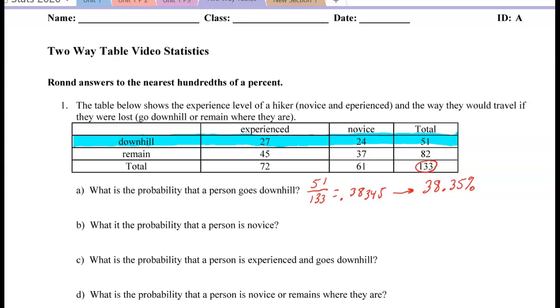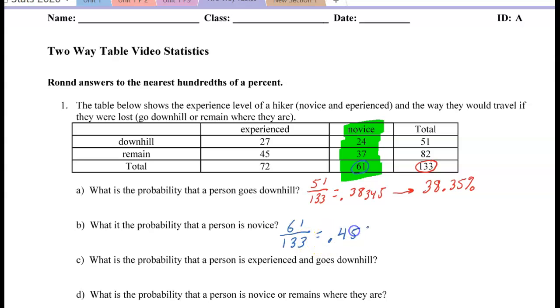Question number 2 says, what is the probability the person is novice? So we're going to look at this chart, and we're going to look at the novice column. So these are the people that are novice. And we're going to look at that 61 people. So it's going to be 61 over the 133. Doing that on my calculator, I get 0.45864. And if I were to round to 2 decimal places, 45.86%.